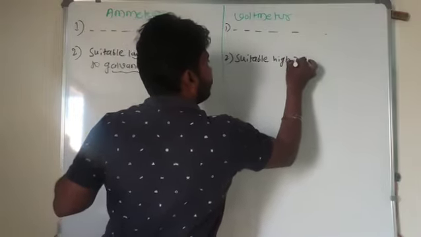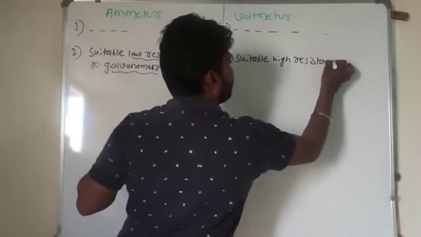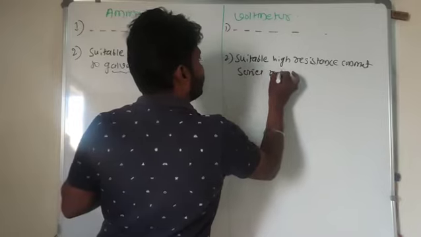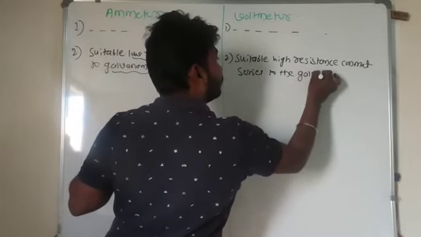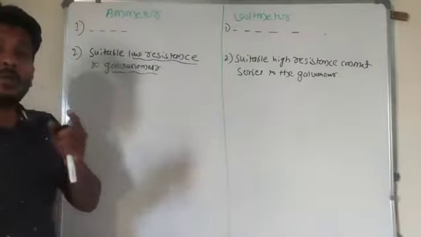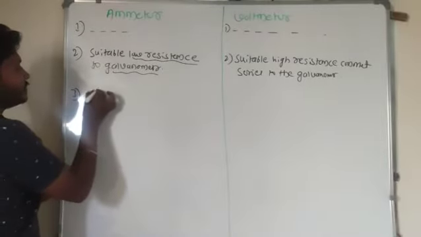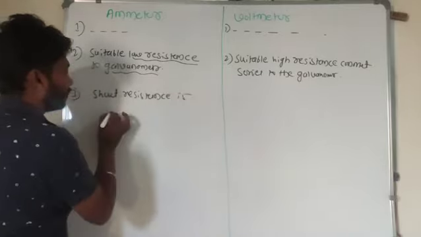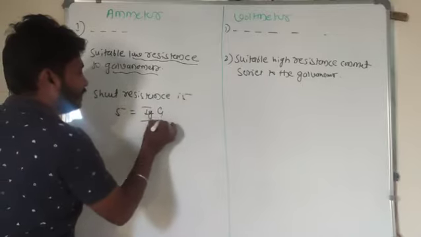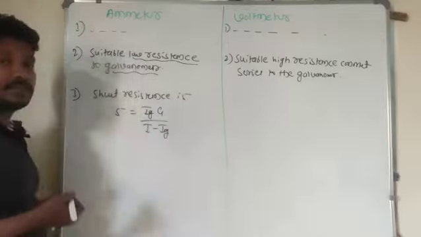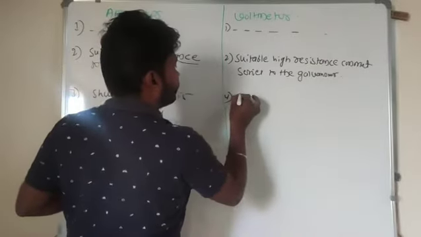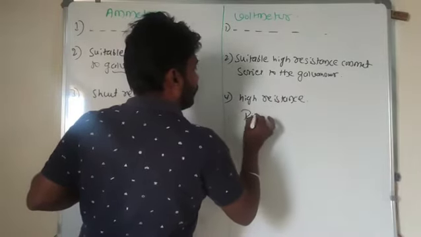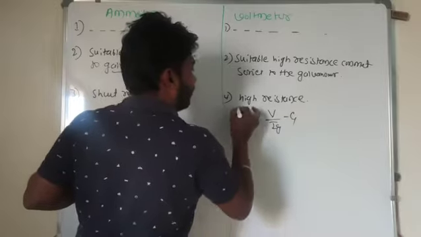connect in series to the galvanometer. What is the mathematical value of low resistance or shunt resistance here? Formula: shunt resistance S is equal to Ig into G divided by I minus Ig. What is the value of high resistance? High resistance is V divided by Ig, minus G.